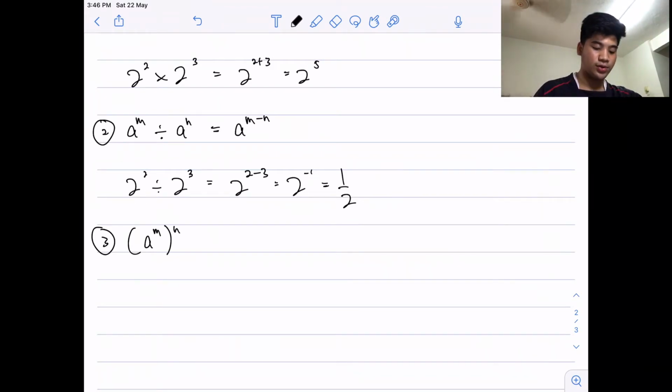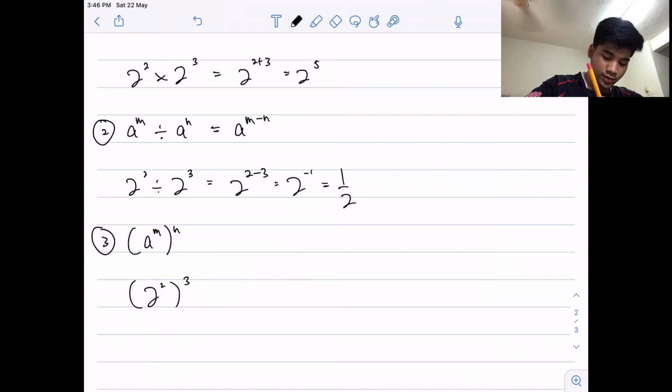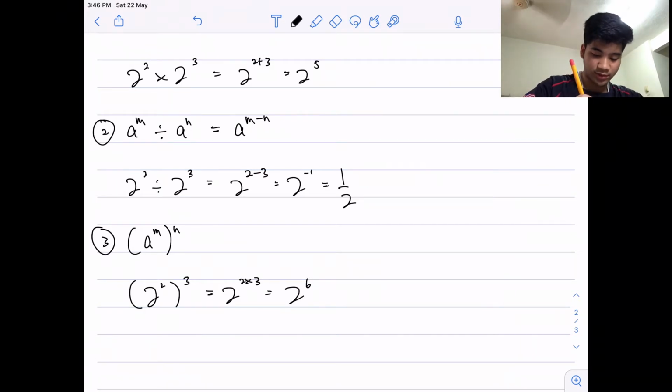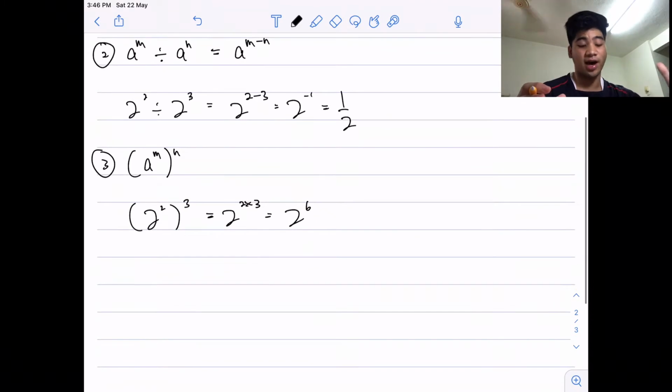Now let's look into the third law, which is bracket a to the power of m, all to the power of n. Alright, so this is like the multiplication law basically. So let's say I have 2 to the power of 2 in the bracket, 3 outside. So this is the same thing as 2 to the power of 2 times 3, which is 2 to the power of 6. So just think of it like BODMAS, you know, when there's a number outside, you times it.